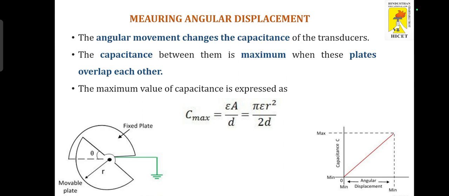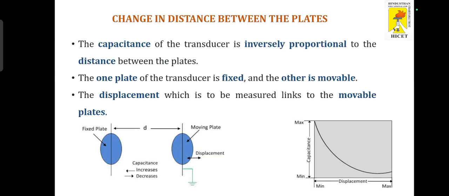The maximum value of the capacitance is denoted by the same formula, that is epsilon A by D, where A denotes the area and D is the distance between the plates, that is the fixed plate and the movable plate. Here the area A can be replaced by pi r square by 2. So the final formula for C max is pi epsilon r square by 2D. The graph shows the characteristics between the angular displacement and the capacitance. It is a linear curve.